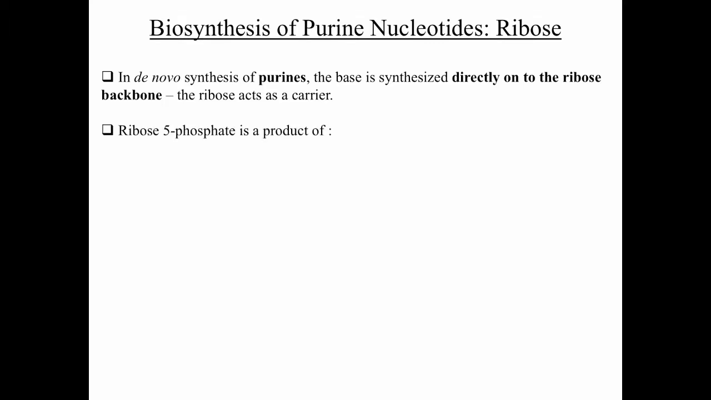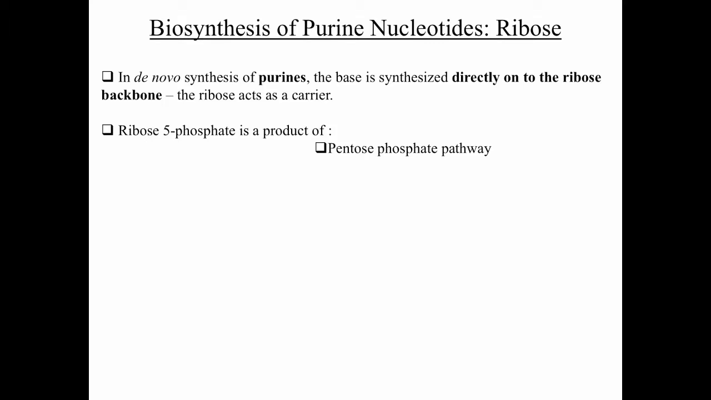So ribose 5-phosphate, okay? Where does ribose 5-phosphate come from? You guys remember that molecule? Pentose phosphate pathway, that's right. Remember, ribose 5-phosphate was one of the products of the pentose phosphate pathway. What else was a product of the pentose phosphate pathway? NADPH, yes, great. Okay, so remember ribose 5-phosphate is a product of the pentose phosphate pathway.